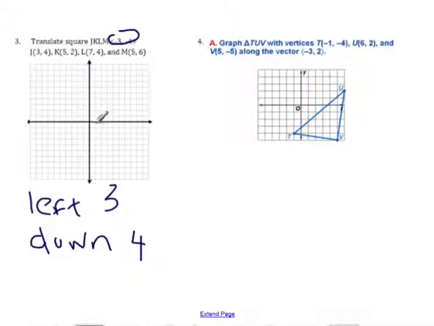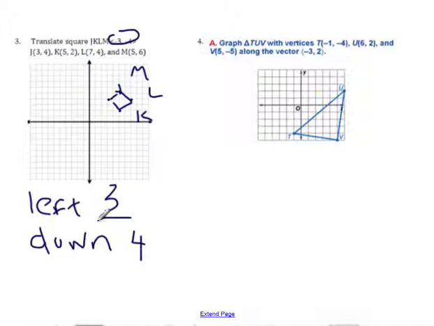So for J, we're going over 1, 2, 3, and up 1, 2, 3, 4. So that's for J. And then for K, we're going over 5, and then up 1, 2. And that's going to be my K. For L, I'm going over 7, which is here, and up 1, 2, 3, 4. And that's my L. And then now I need to do my M, and my M is over 5, up 6, which is here. So that's my M. So this right here represents my square.